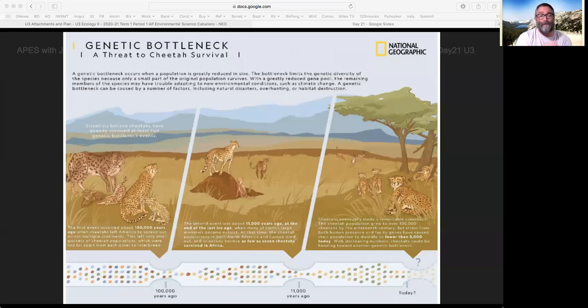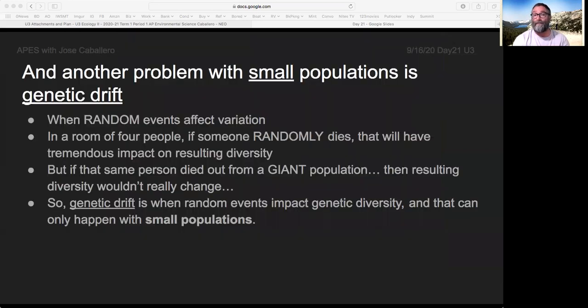One other thing I want to tell you about genetics. There's another problem with having small populations, and this is called genetic drift. Genetic drift is when random effects or random events affect variation. They affect the total diversity. And I want you to imagine that there's a room with 4 people. Pick any 4 you want from our class. Just imagine 4 of them. And for some random reason, slip on a banana peel, get struck by lightning. One of those individuals dies randomly, stung by a bee, I don't care, whatever.